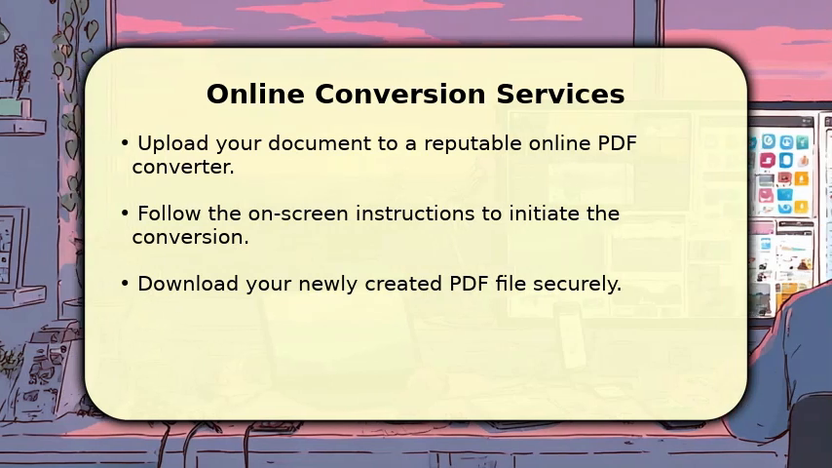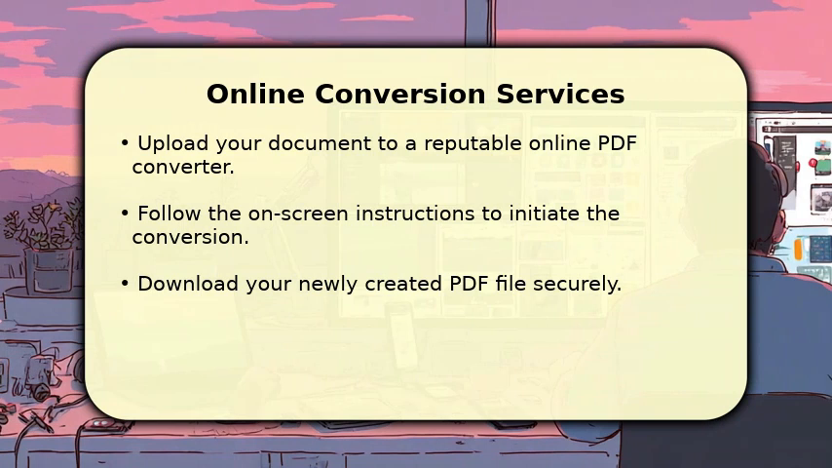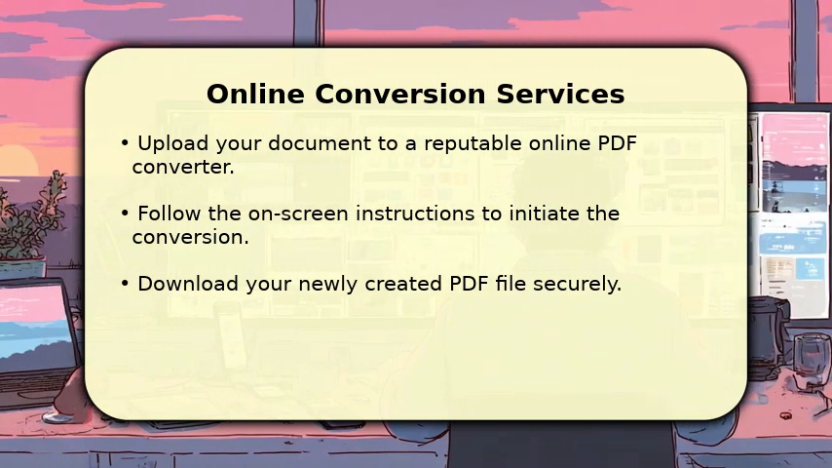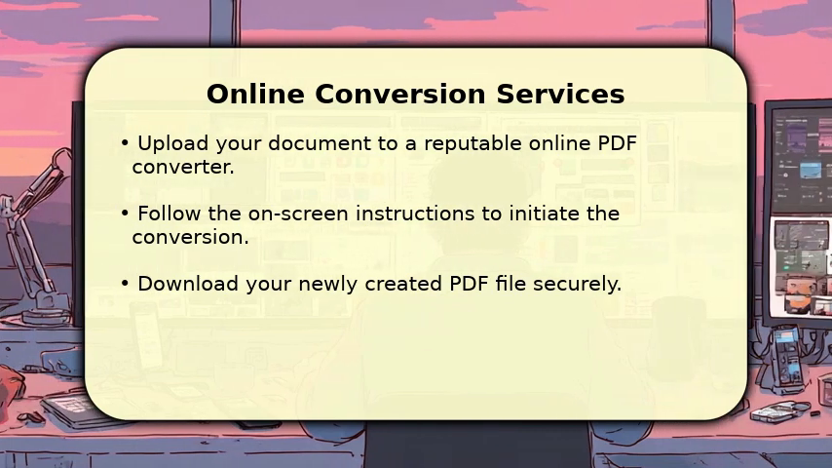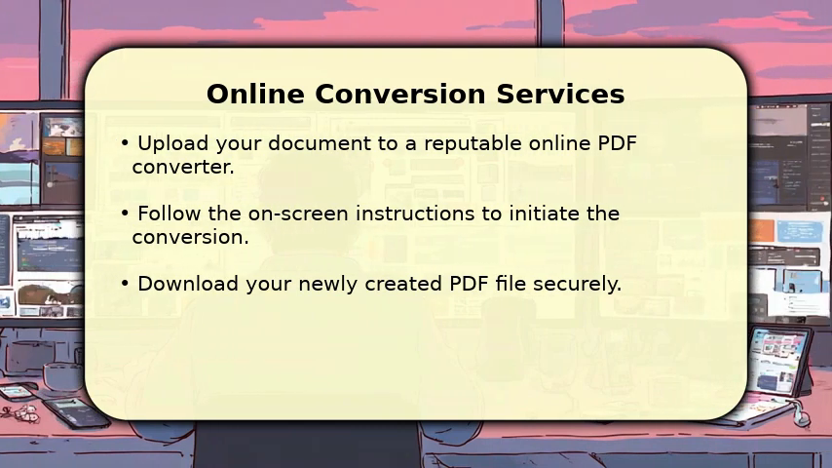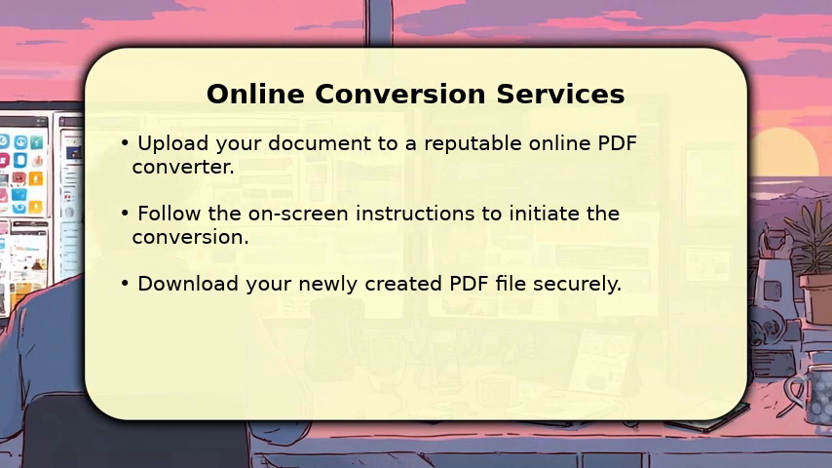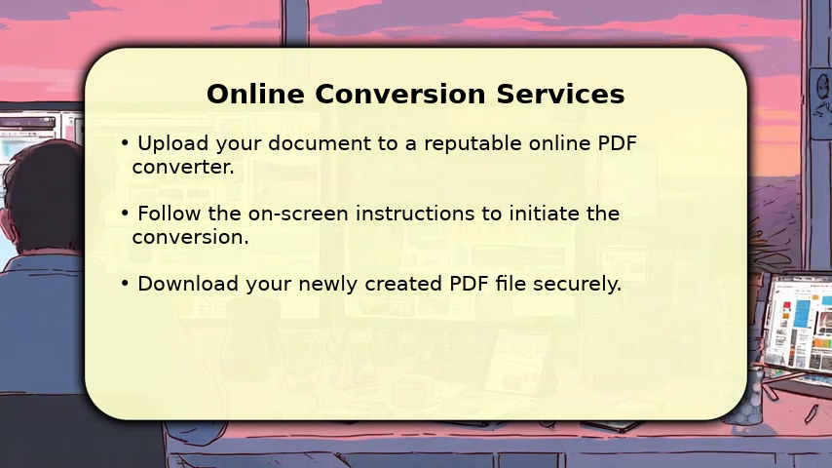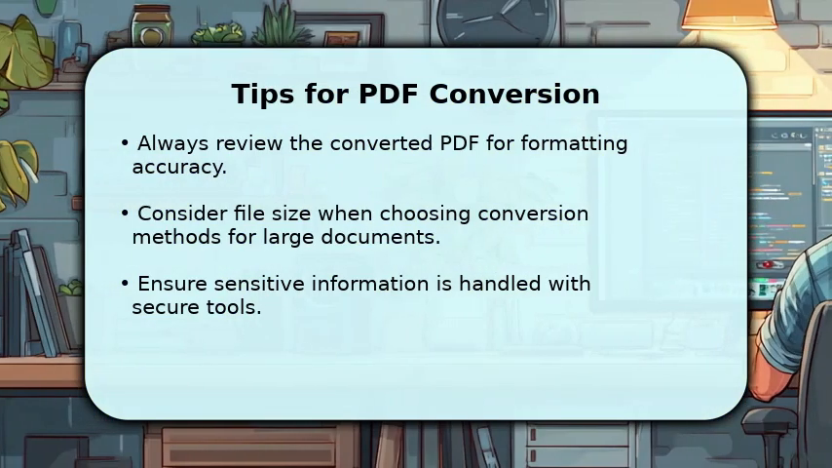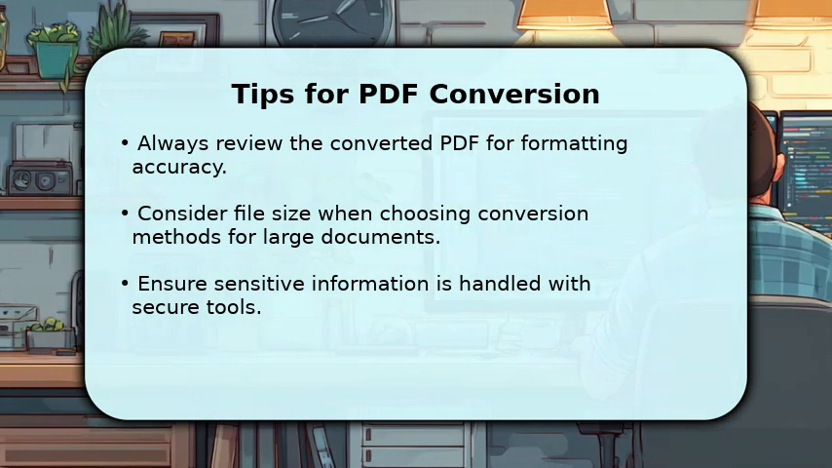For quick conversions without dedicated software, online services are incredibly useful. Websites like Adobe Acrobat Online or Smallpdf allow you to upload your document directly. After a few seconds, the service processes your file and provides a download link for your new PDF. Always ensure you use a reputable site, especially when dealing with sensitive information, to maintain data security and privacy during the conversion process.